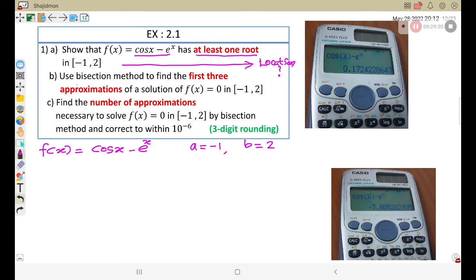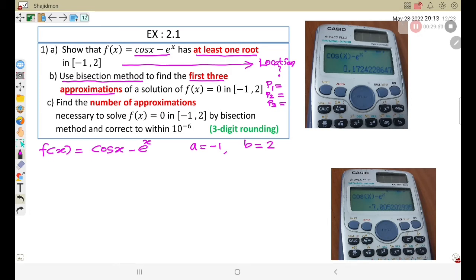Now the second part of the question, use the bisection method program. Find the first three approximations. What is the meaning of first three approximations? We need to calculate P1, P2 and P3. This is the meaning of first 3 approximations. Only calculate the first 3 approximations.